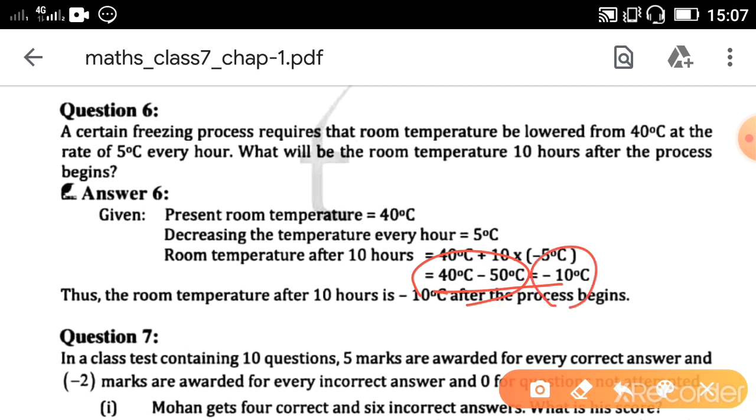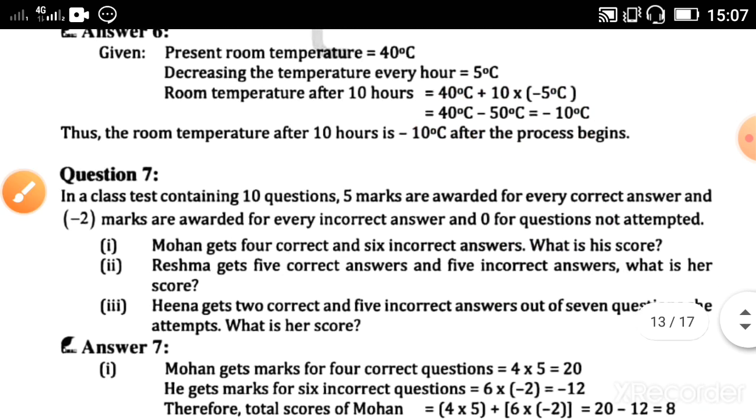Now which one is the greater number? Here the greater number is 50. You have to find the greater number without considering the sign. So that is 50, and which sign is there with the 50? It is a minus sign. So along with the answer you have to put the minus sign. So the answer is minus 10 degrees Celsius.